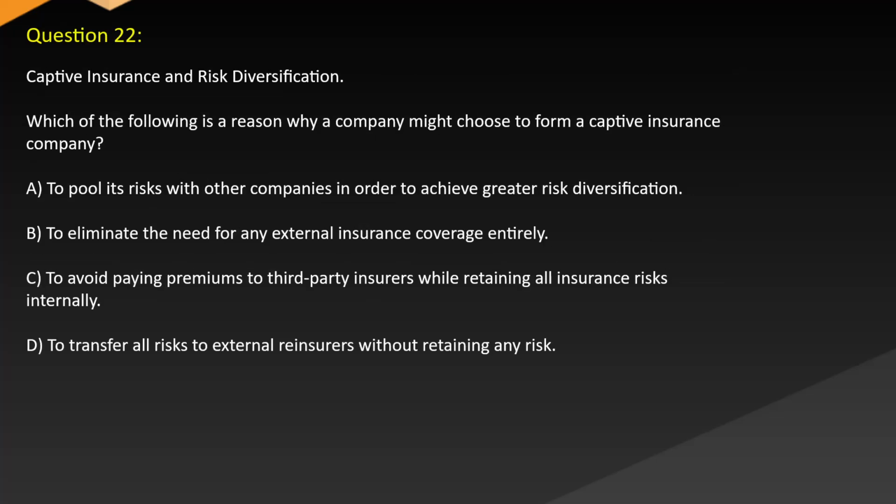Question 22. Captive insurance and risk diversification. Which of the following is a reason why a company might choose to form a captive insurance company? A. To pool its risks with other companies in order to achieve greater risk diversification. B. To eliminate the need for any external insurance coverage entirely. C. To avoid paying premiums to third-party insurers while retaining all insurance risks internally. D. To transfer all risks to external reinsurers without retaining any risk.